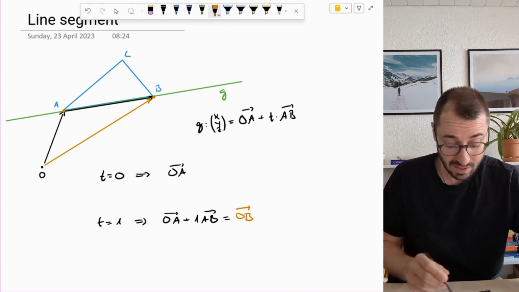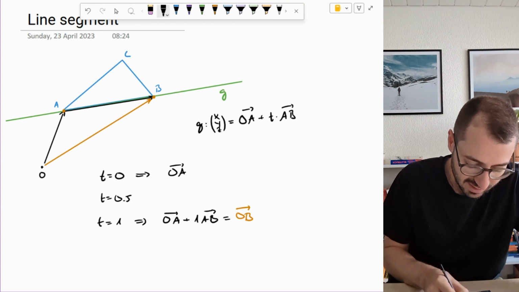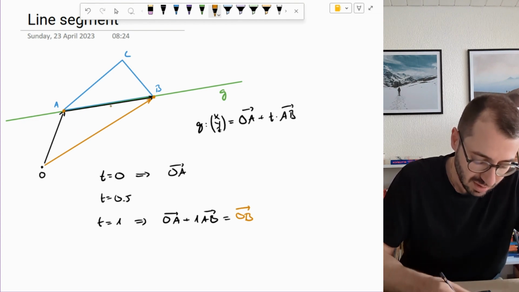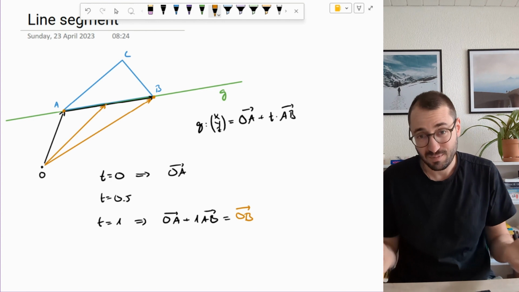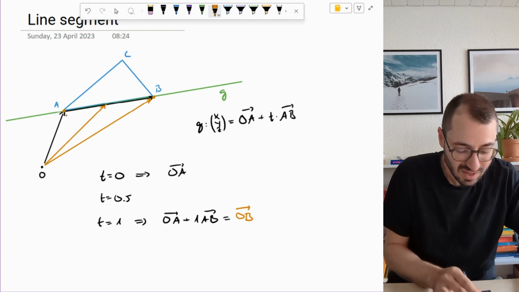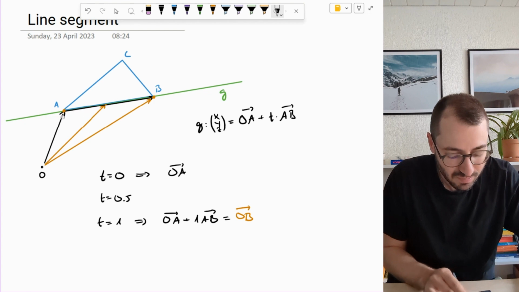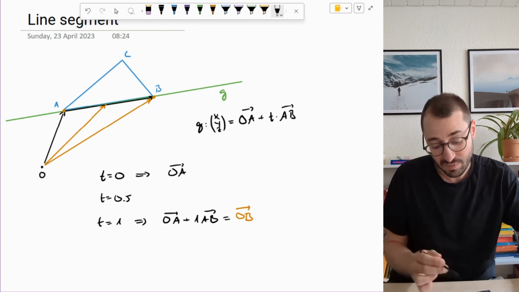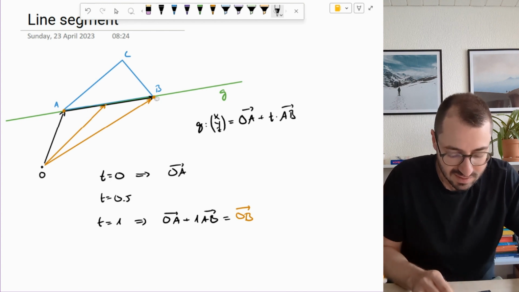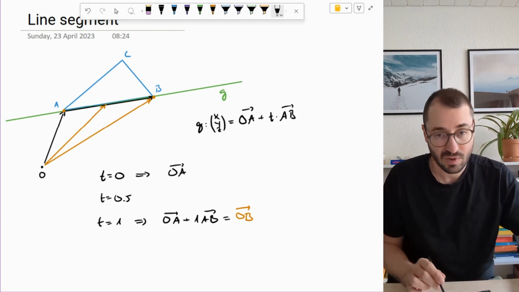Okay, now for t equals 1/2, we can clearly see that we would end up just here in the middle, right? And now probably you're already guessing that if t is between 0 and 1, we will end up on all these points here between A and B. If t is greater than 1, so if it's for instance 2, then we would end up somewhere over here. If it's less than 0, then we would end up here to the left of A.